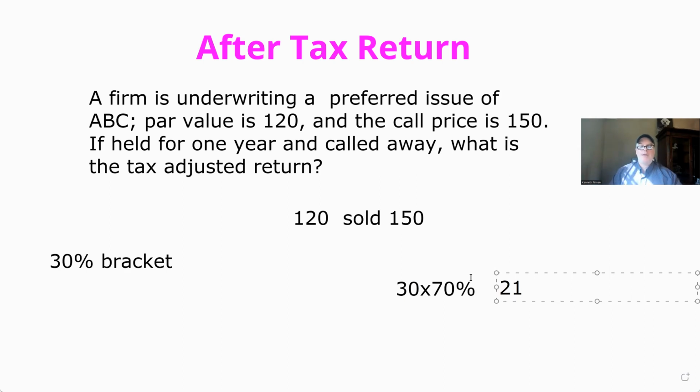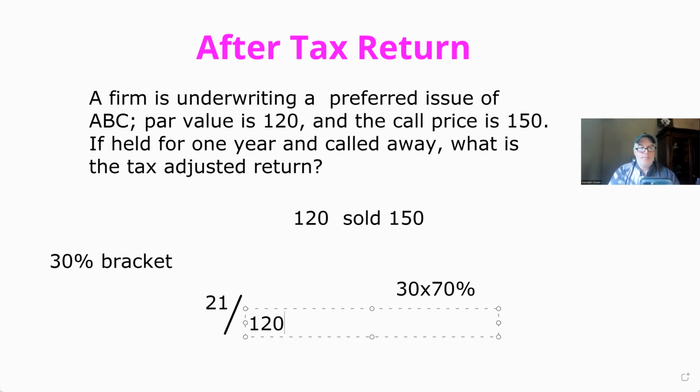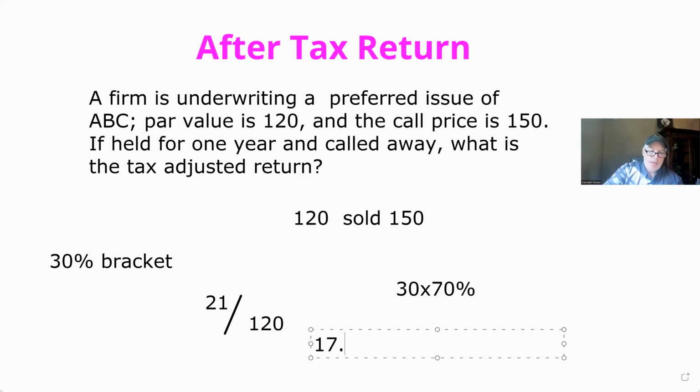So now you take that 21 and then divide that by the original. Remember, you still have to figure out the return. So you're going to do 21 divided by the 120. 21 divided by 120 equals 17.5%. So our after-tax return is 17.5%. Okay, not bad.